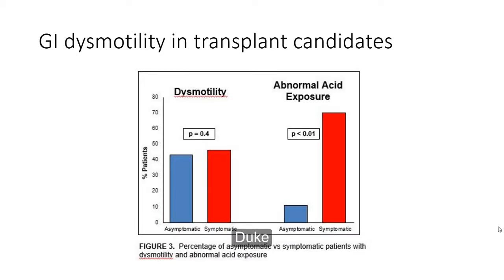So GI dysmotility in transplant candidates, like I said, is exceedingly common, and I just pulled up this graph. This is some data from Duke's program. It's actually brand new data, and it doesn't even have a paper associated with it. I was just able to find this chart on Twitter. I wanted to point out that a large number of people are actually asymptomatic. If you see the dysmotility, half the people who have dysmotility are actually asymptomatic from it. So that's why it's important to identify it and not just go based on symptoms, because we're going to miss a lot.